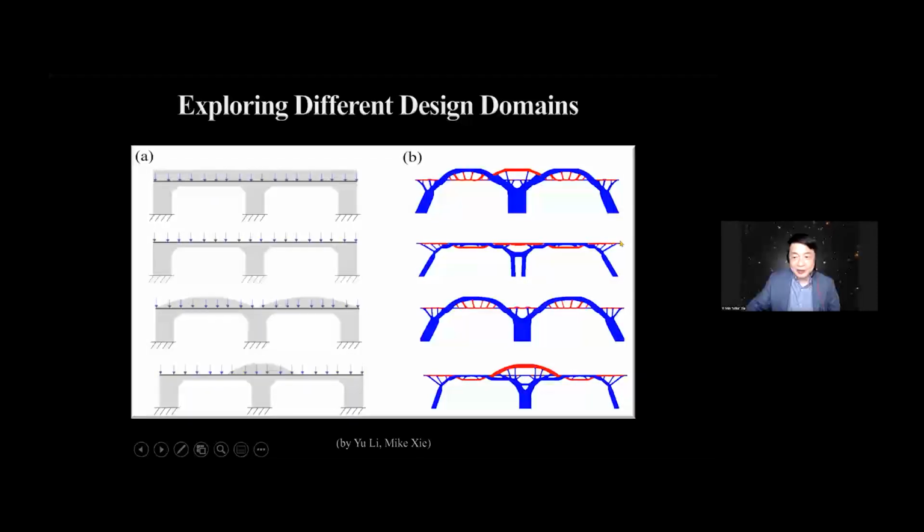So there's no structure components above the deck, so you will get this shape. If you say you can only have a circular, half circular design domain above the deck, you can get this. So by simply changing the gray area for the design domain, we come up with 4 totally different designs.